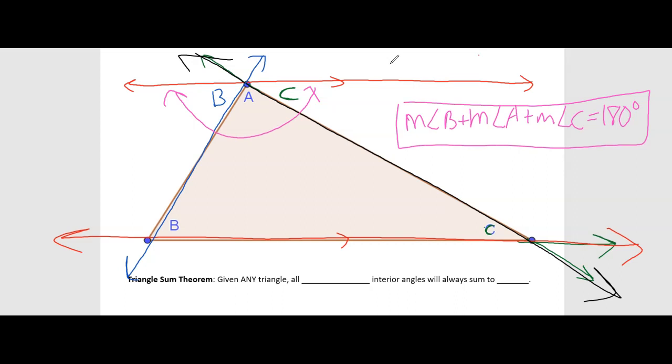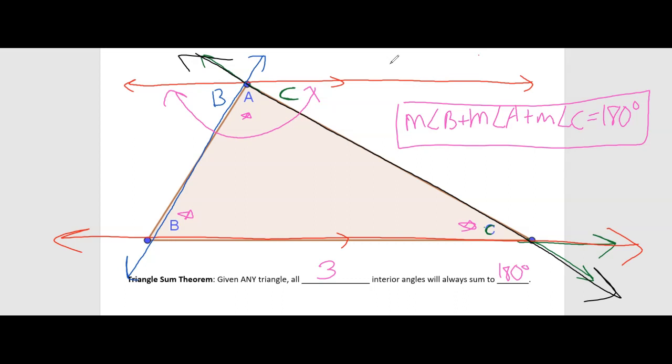So what that means is that it doesn't matter where those angles are, whether we're looking at the ones inside the triangle or whether we're looking at the ones on the line, they're all going to add up to 180. So given any triangle, all 3 interior angles will always sum to 180 degrees. And if I gave you any triangle, we could run through this process with it again.